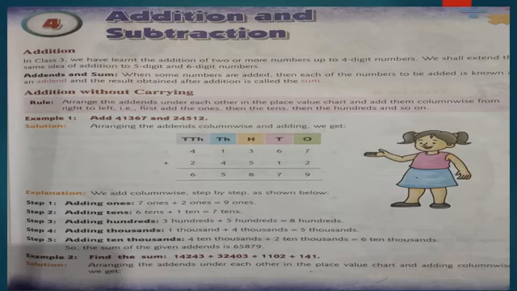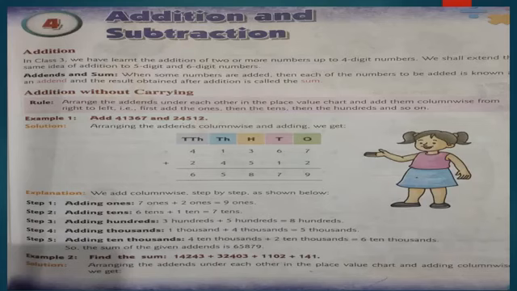So the rule is: arrange the addends under each other in the place value chart and add them column wise from right to left. That is, first add the ones, then the tens, then the hundreds, and so on. So one example is given here. Just look into it.